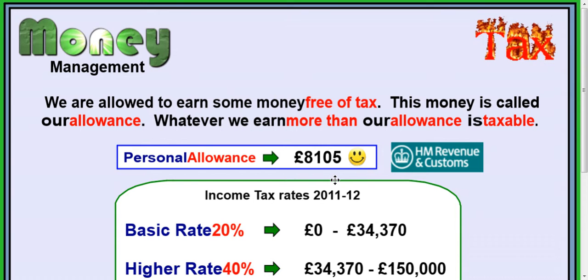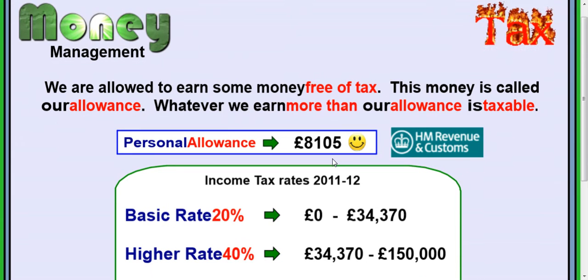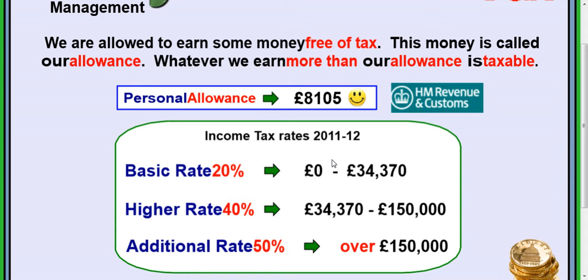Now whatever year you're watching this video in, the personal allowance is probably higher than that now, but this is how to do it with a personal allowance of £8,105. That means the first £8,105 of your money the government won't tax. It will tax everything else though. Now the income tax rates are banded, so after your £8,105 up to £34,370, 20% is paid to the government.